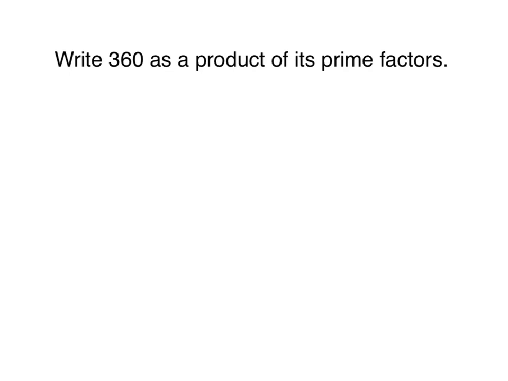Write 360 as a product of its prime factors. So I'm going to start my tree with 360, and I need two numbers that multiply to give 360. So I'm going to use 36 and 10. But you can use other numbers, you'll end up with the same answer.